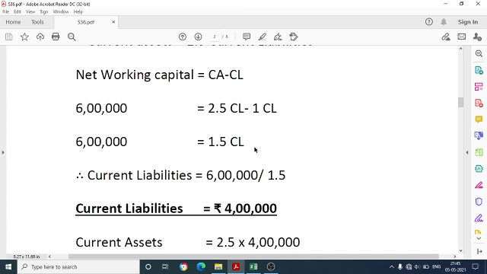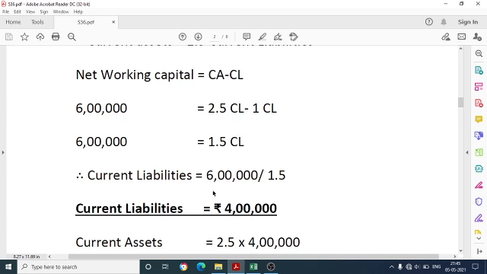So when you require current liability, so 1.5 will get divided. So 6 lakh upon 1.5. So current liability will be 4 lakh. So the first value we calculated in the problem. Now I think this value will definitely help in calculation of other values.